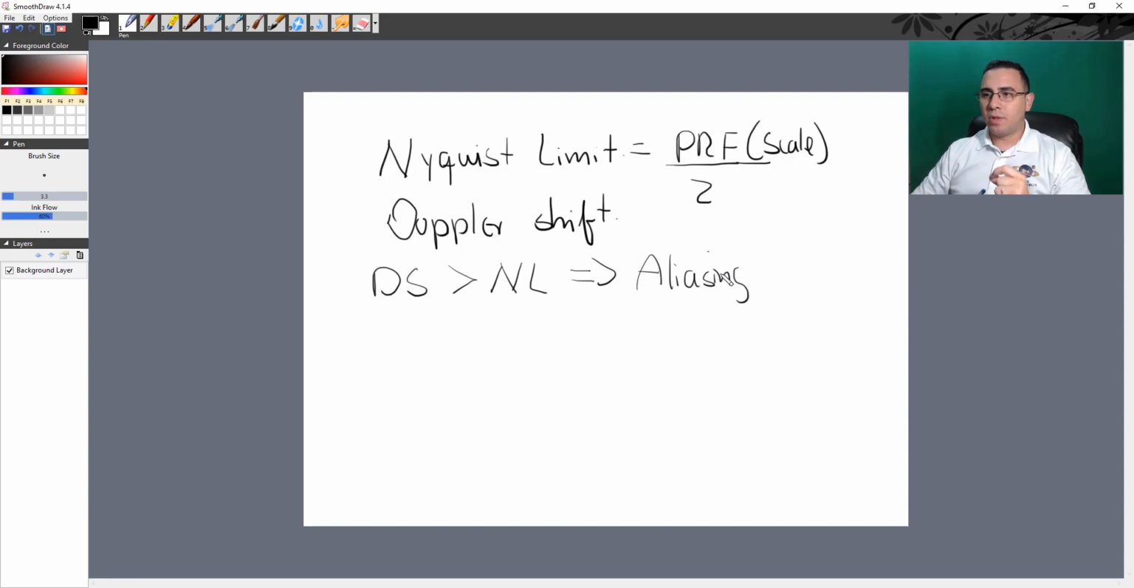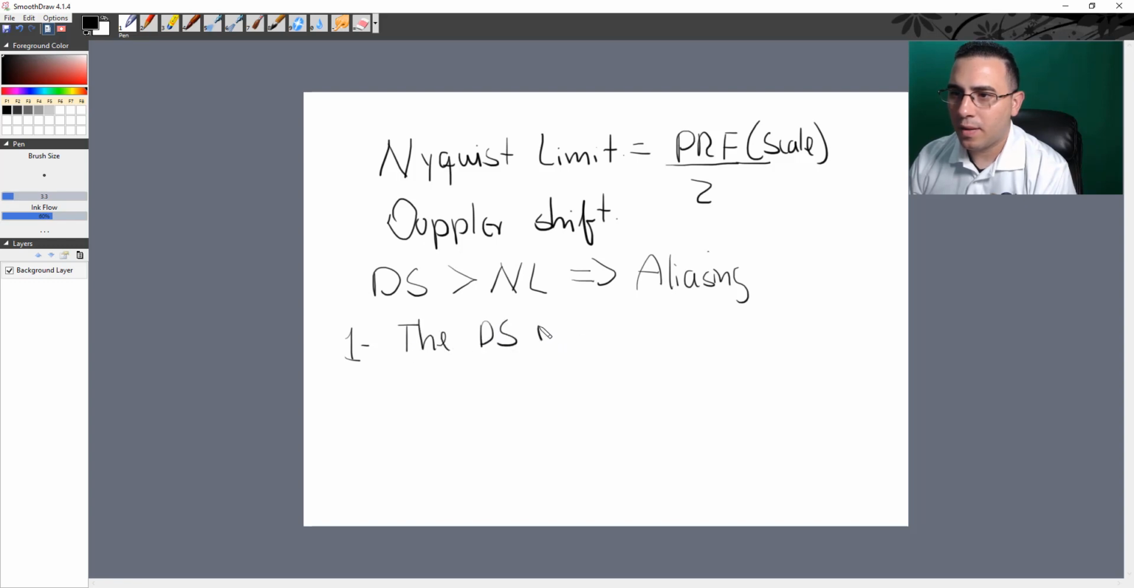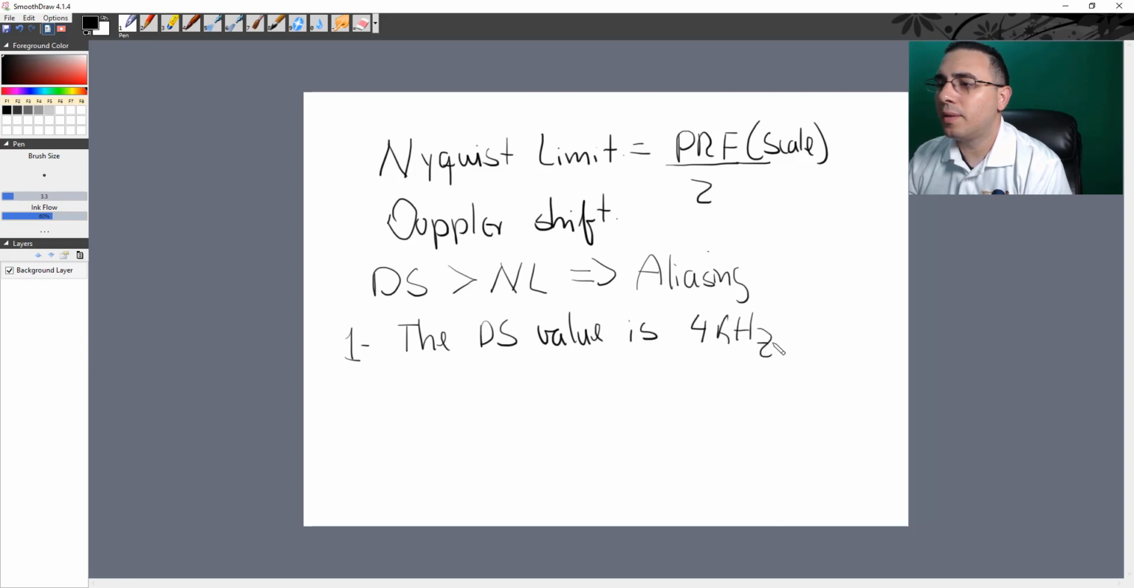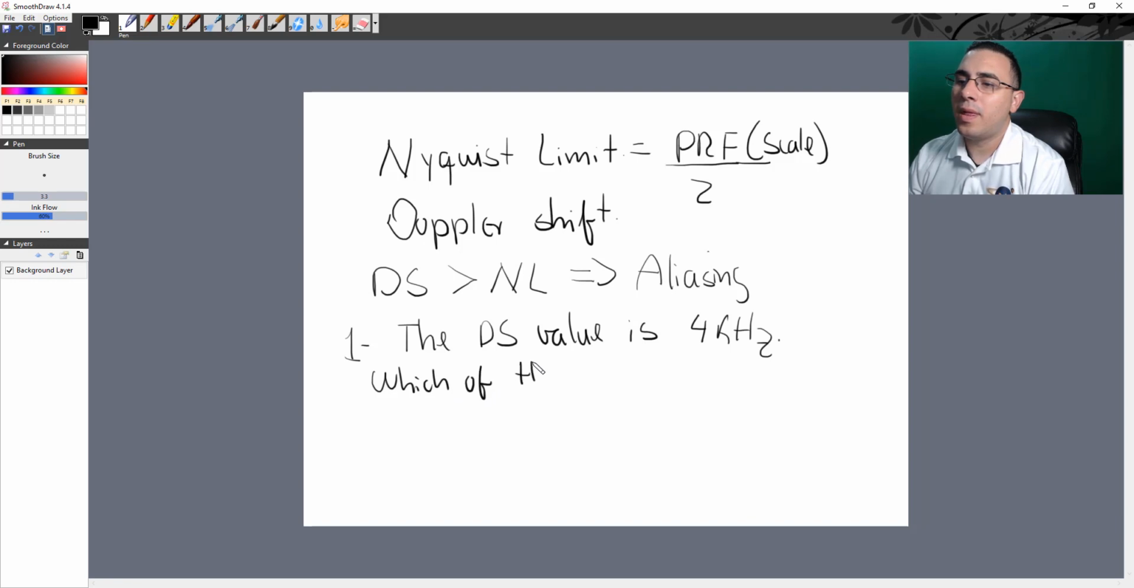All right, let's see if you understood this. I'm going to give you a couple of examples in a few seconds for you to solve them. And the first one goes like this. Let's say the Doppler shift value is, let's use any number in here, let's say 4 kilohertz. That's the Doppler shift. And the question is, which of these PRFs results in aliasing.